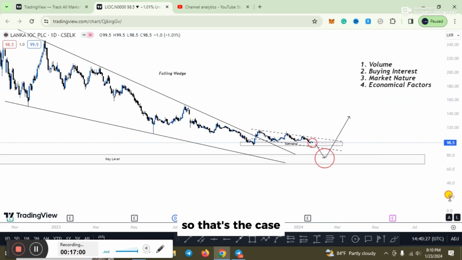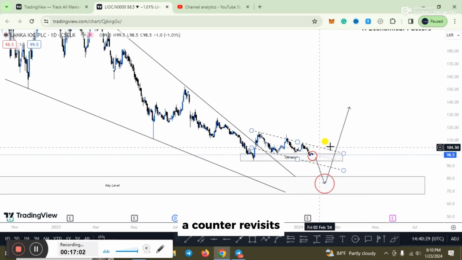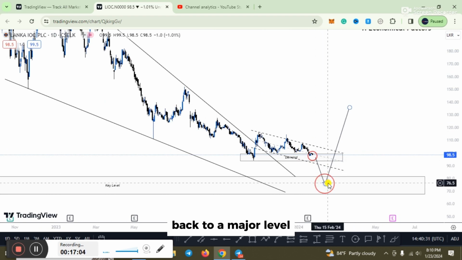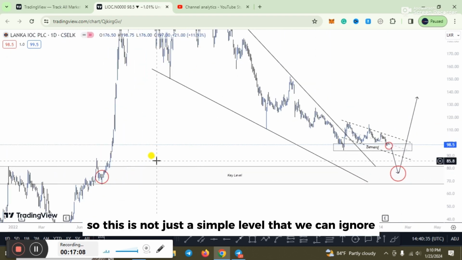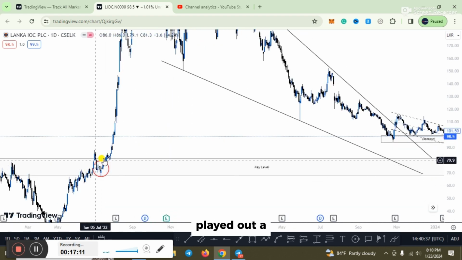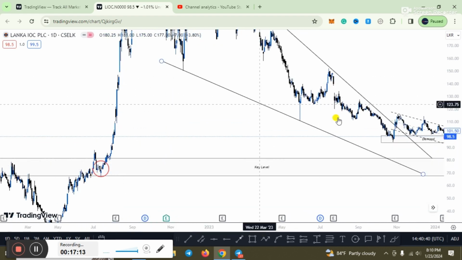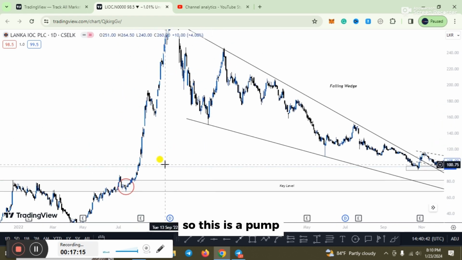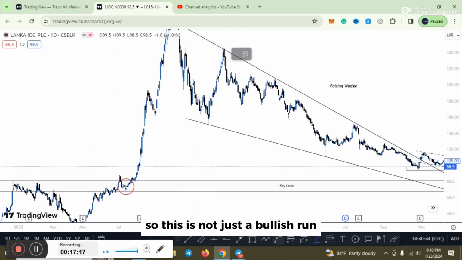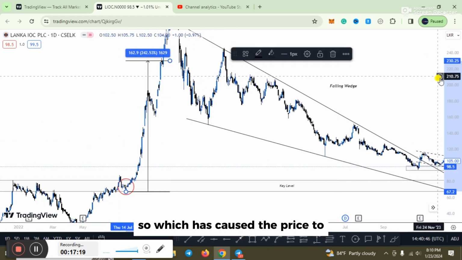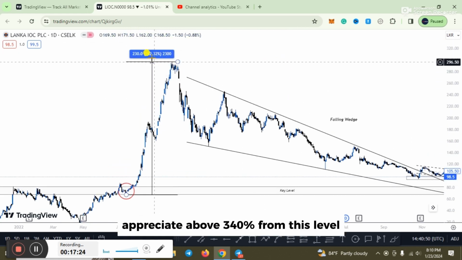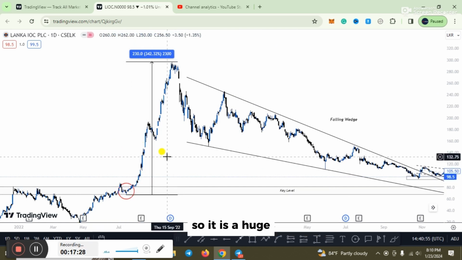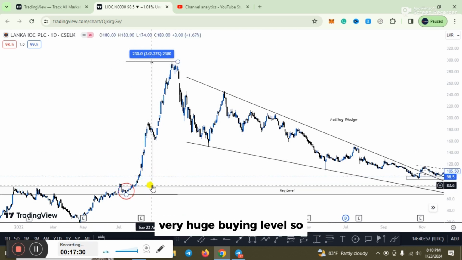So that's the case even though a counter revisits back to a major level. This is not just a simple level that we can ignore. This has played out a big massive pump to the upside. So this is a pump. This is not just a bullish run, this is just a pump, which has caused the price to appreciate about 340% from this level. So it is a huge, very huge buying level.